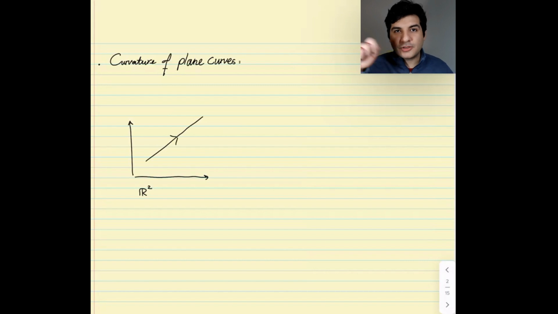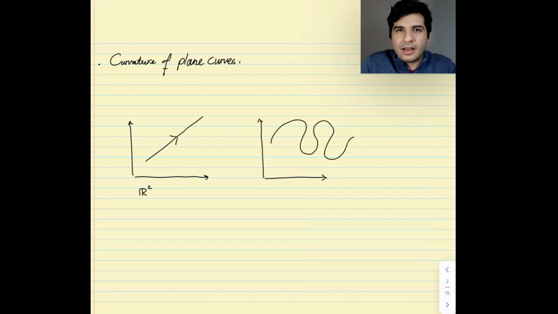This straight line is straight, it's flat, it's not curved, so the curvature should be zero. Think about another curve, but now it is curved, right? It's not straight anymore, so the curvature at each point should probably be a non-zero thing. Okay, how can we define this notion of curvature rigorously?